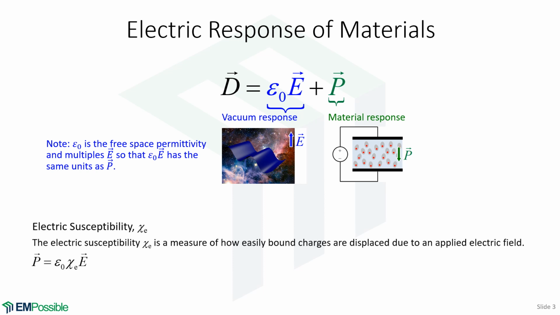So the polarization is related to the electric field intensity through the electric susceptibility. This electric susceptibility, this chi-e, is a measure of how easy those electron orbitals are to stretch in response to an electric field. And it has no units. So to convert the units from electric field intensity to material polarization, we include the free space permittivity here.